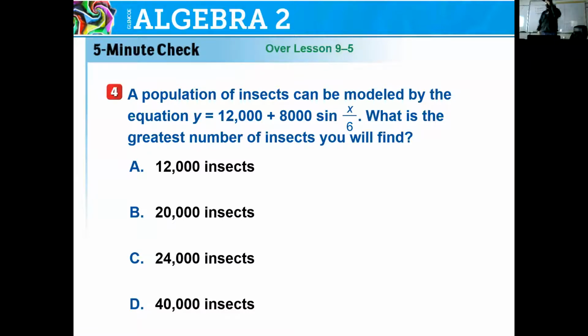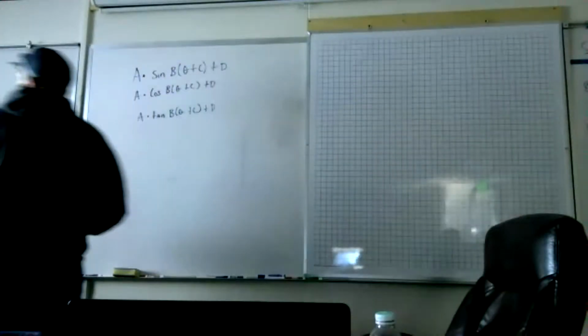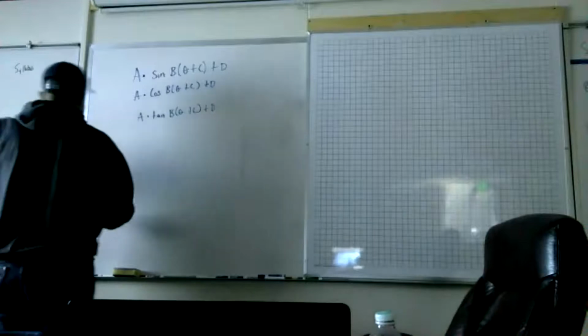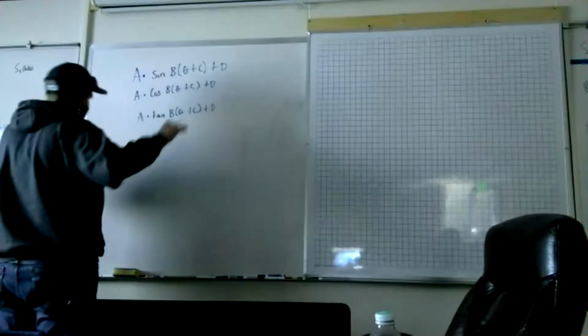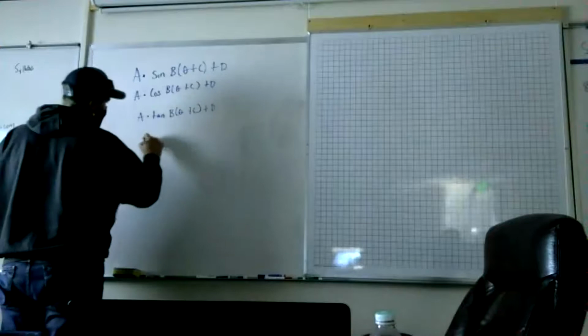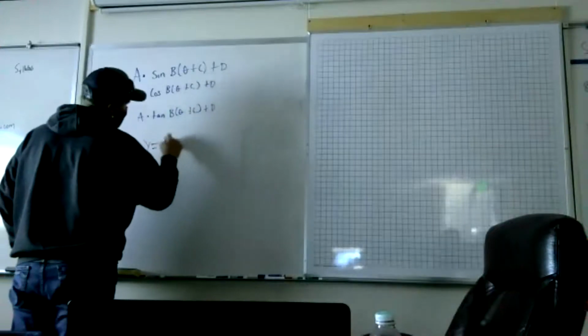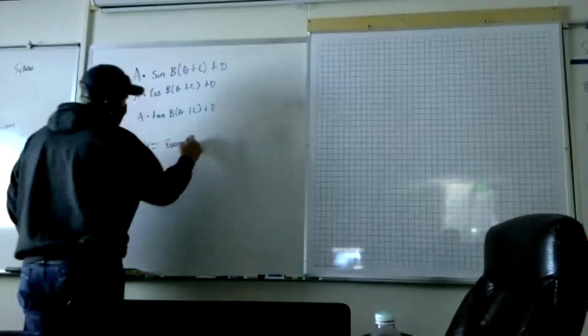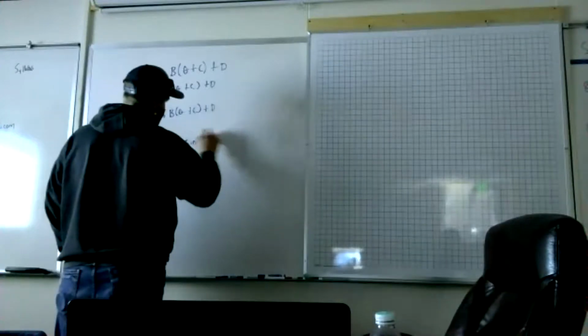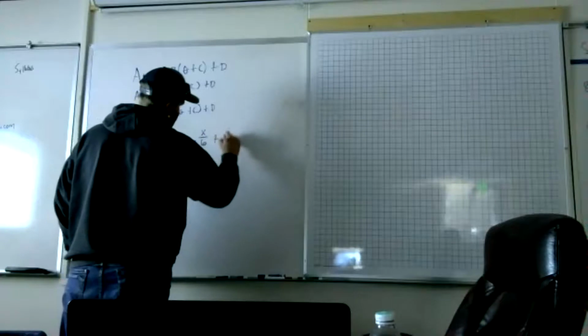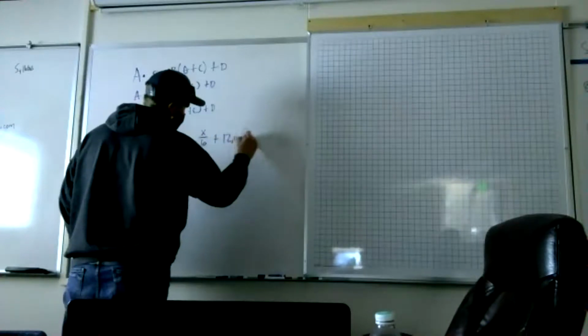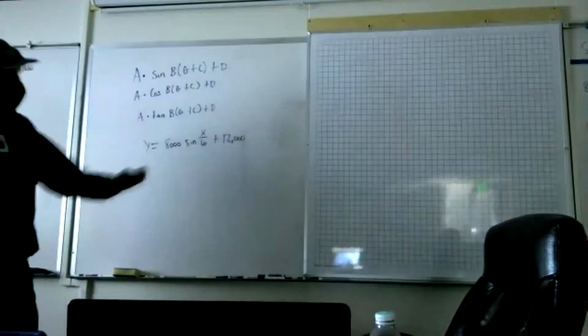So it's population and they're modeling it with a periodic graph. So first thing I want to do is I want to rework this so that it fits this format. Since it's 12,000 plus, I'm going to move that 12,000 to the end. So it's really y equals 8,000 sine of x divided by 6 plus 12,000. Now it's in the format.